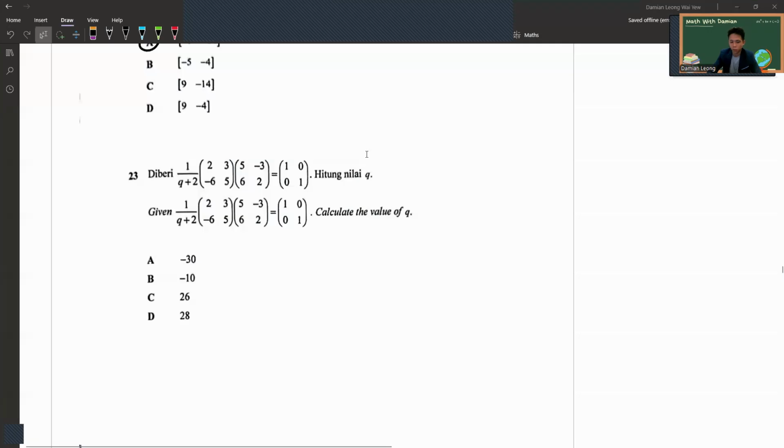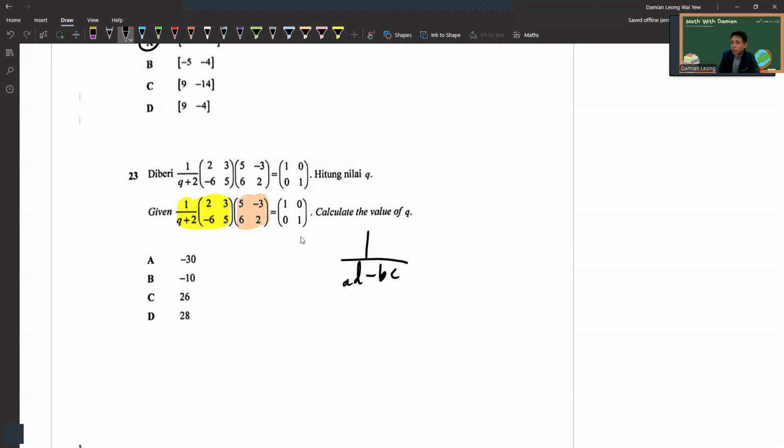Okay, then question 23. Given 1 over Q plus 2 times this matrix equals 1, 0, 0, 1. So basically, when you multiply them together and it equals an identity matrix, it means this matrix is an inverse of this matrix. Okay, so if you follow the formula, 1 over AD minus BC, switch A and D, negative B and C. You see, it's a negative of the B, negative of the C, A and D switch.